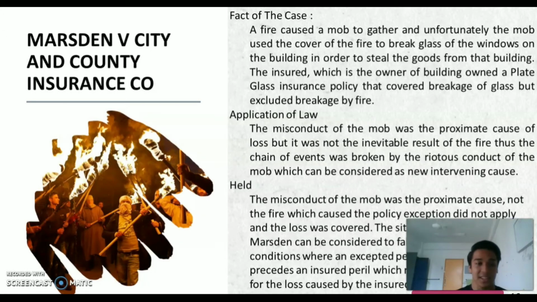And the first case is the case of Marsden against City and County Insurance. Okay, in this case, a fire had caused a mob to gather, and unfortunately, the mob used the cover of the fire to break the glass of the windows on the building in order to steal the goods. The insured, who is the owner of the building, had a plate glass insurance policy that covered breakage of glass, but it excluded breakage by fire.